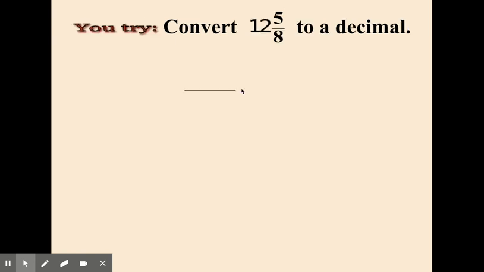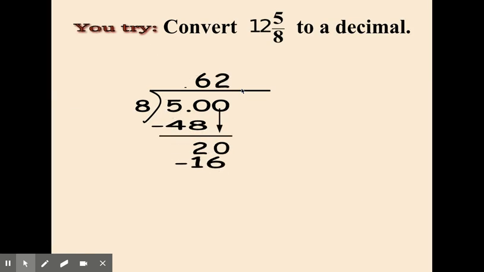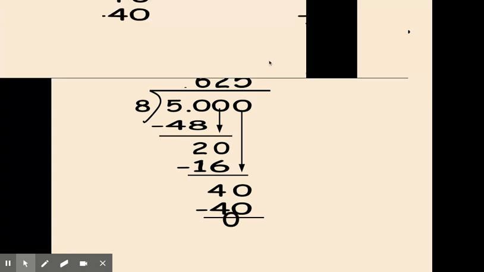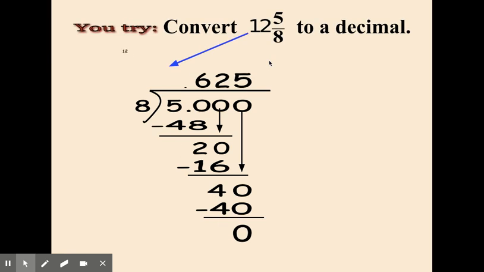Okay, 12 5/8, same process. Divide the 5 by the 8. Okay, I get 0.625. That's for the 5/8. And then I place the 12 in front of the decimal. And there's my answer, 12.625.